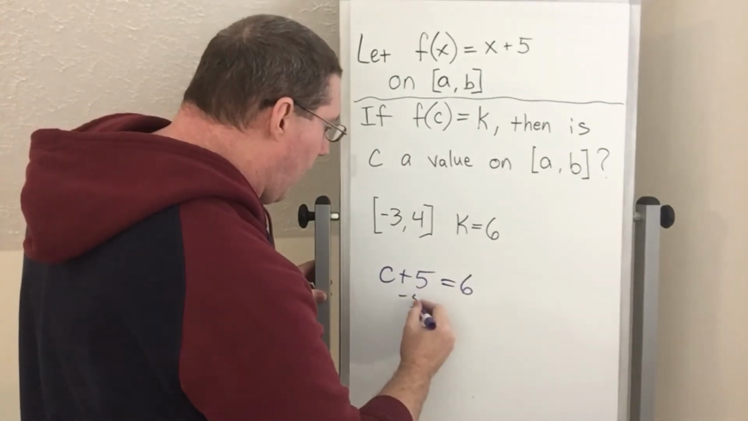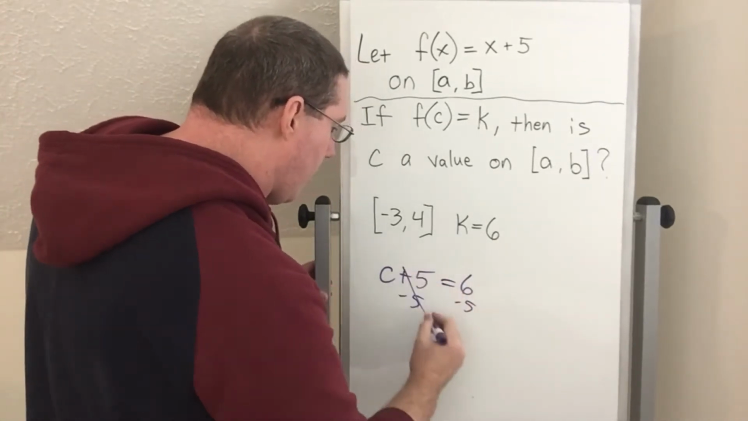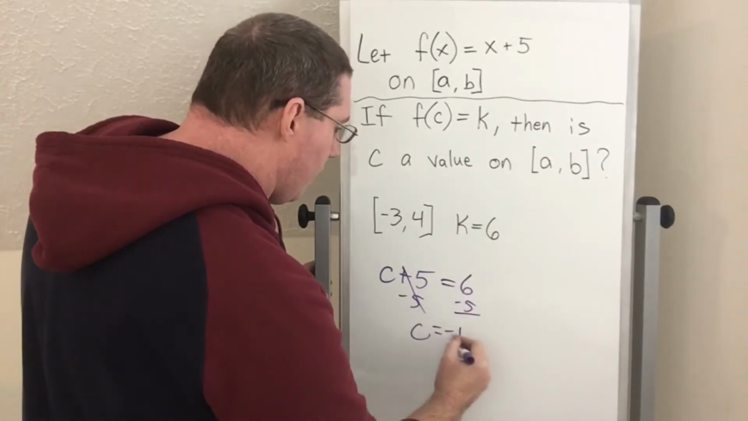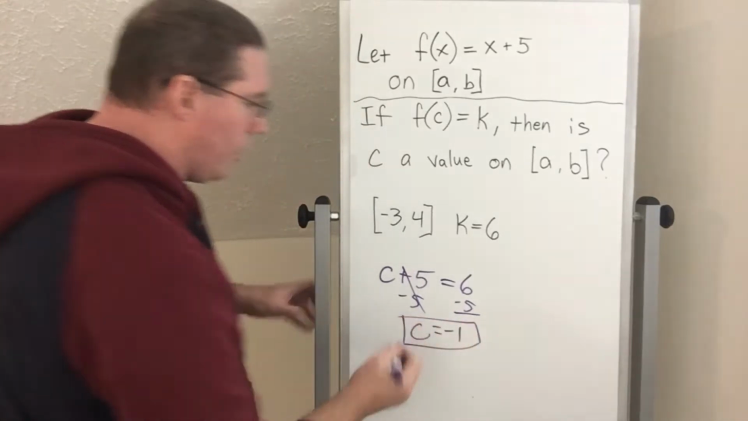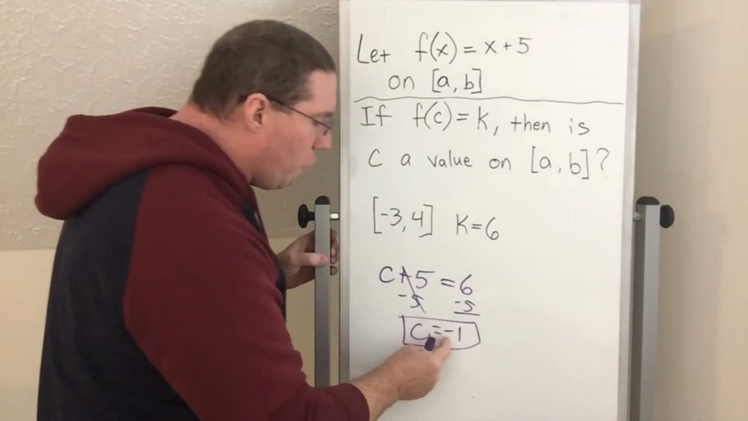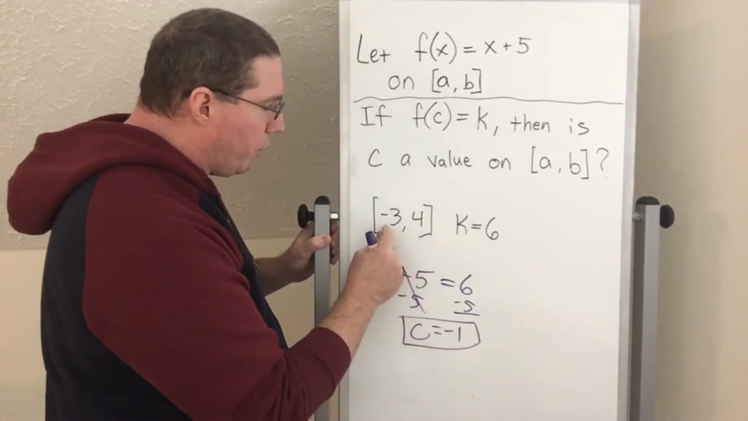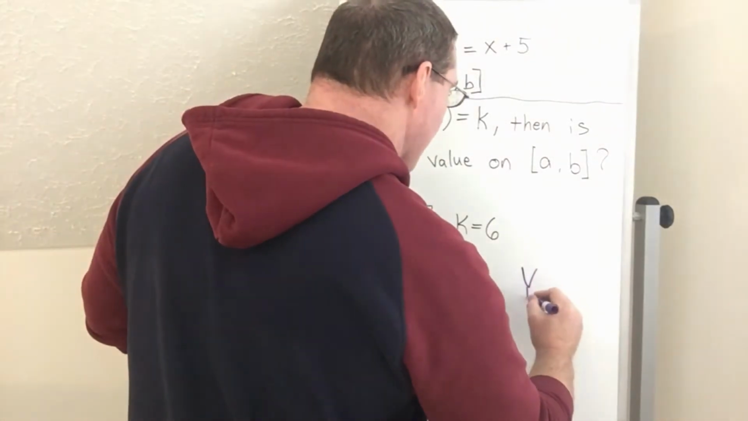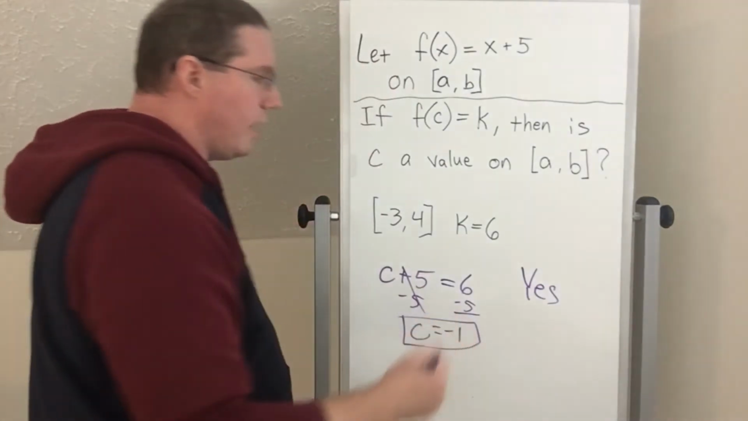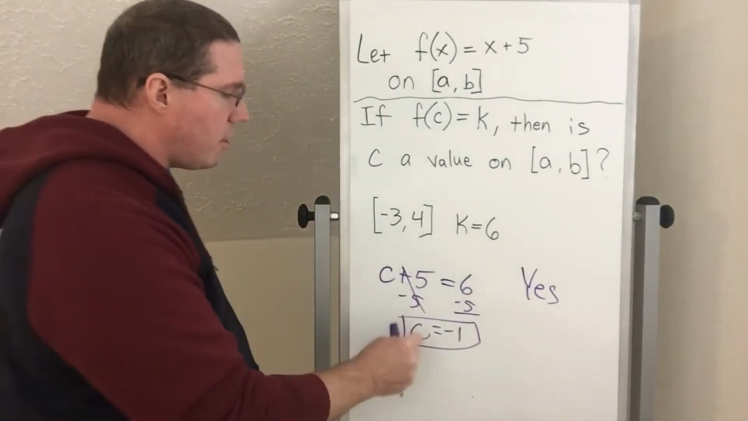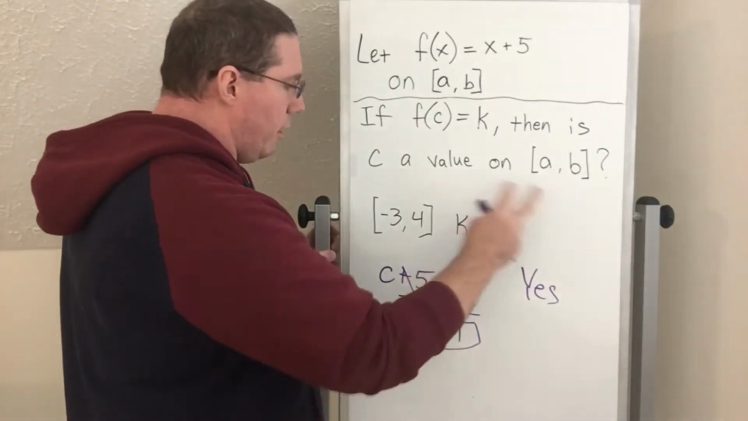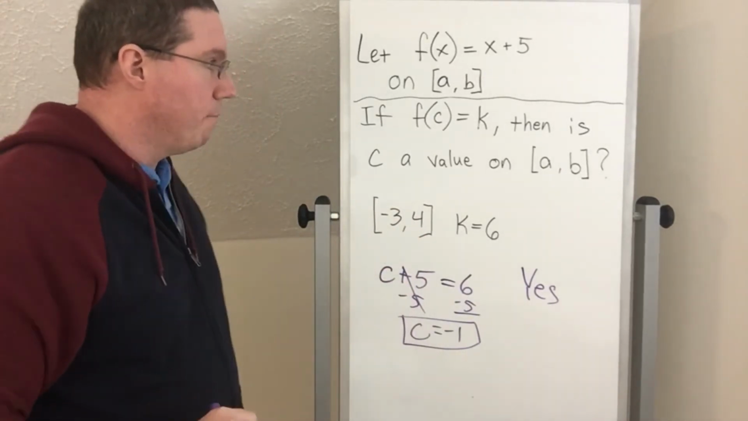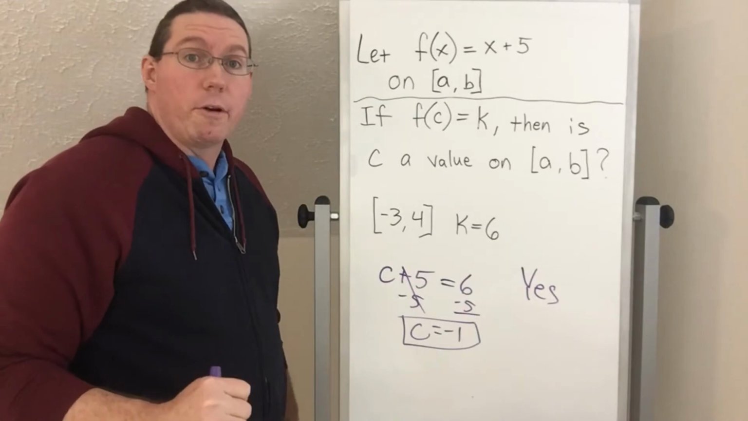So we're going to subtract 5 here, subtract 5 here, cancel. c is equal to 6 minus 5. That's -1. And therefore, c is equal to -1. Is -1 a value that is between -3 and 4? It is. And so we're going to say yes. That c is equal to -1. And yes, c is a value that is on the interval between a and b, between -3 and 4, okay? All right, so let's try a couple more examples.